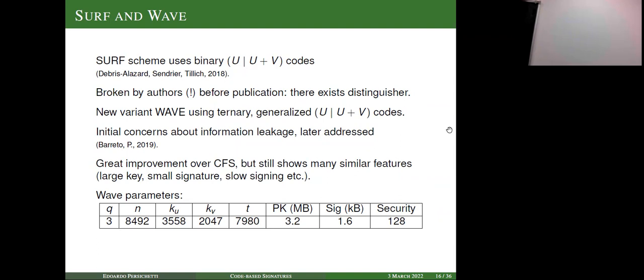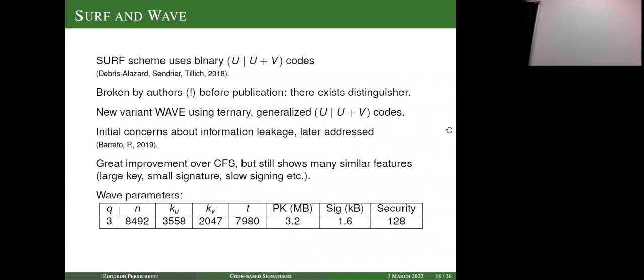In terms of the signing, I mean, there are implementations, but the implementations are essentially advertising, yes, we have fast verification. Yeah, of course, because you're computing a syndrome and then matching with a hash, but the problem is the signing part, right? So this is quite slow. So it still fundamentally shows the same features. The problem is big keys, slow signing. It doesn't look like this is a natural way to do signatures.